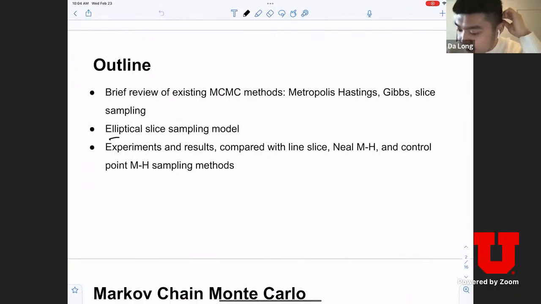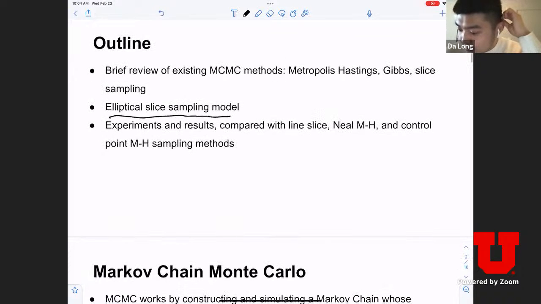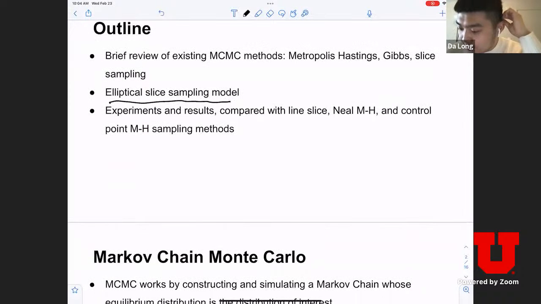For the second part, I will review the model itself. And for the last part, I will review the experiments and the results. The authors compared the model with three other sampling methods: line slice, Neal's MH, and the control point MH sampling.